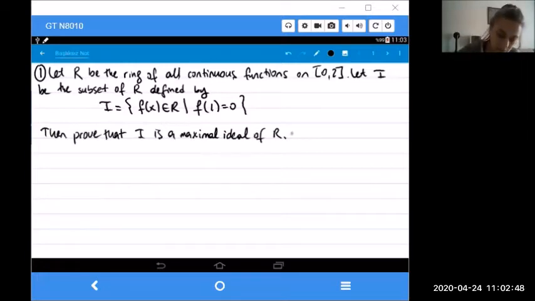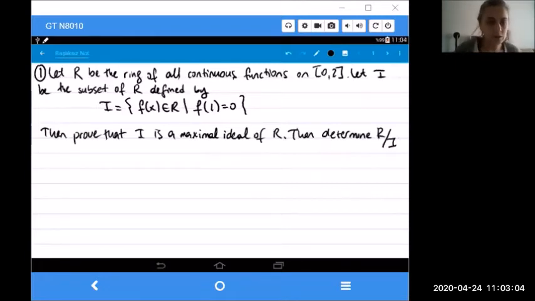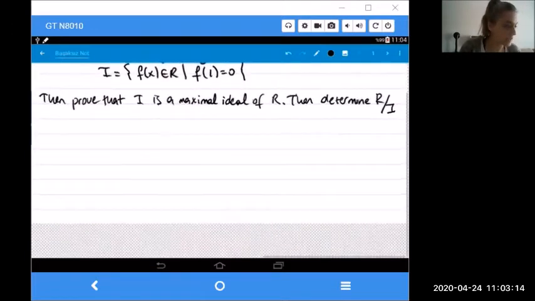And then we are going to determine the quotient ring R over I. Okay. Do you have any thoughts? Any suggestion? No? Okay.